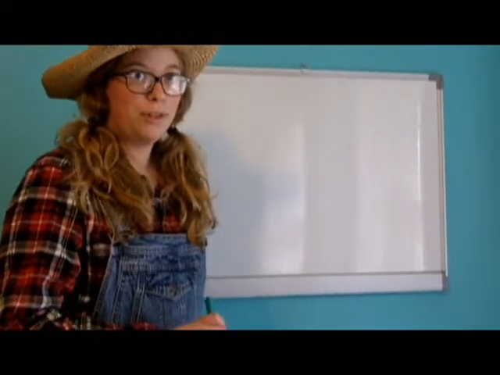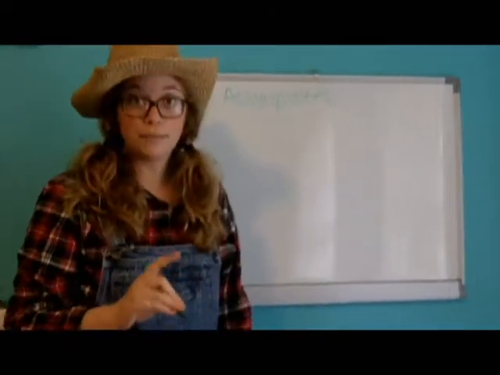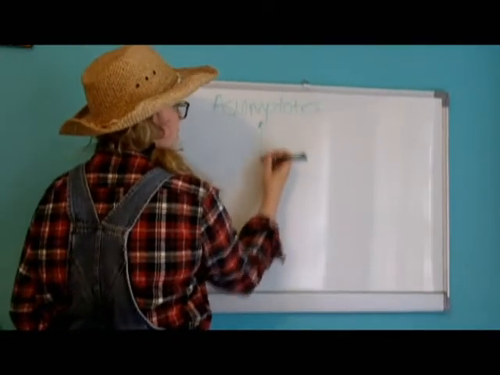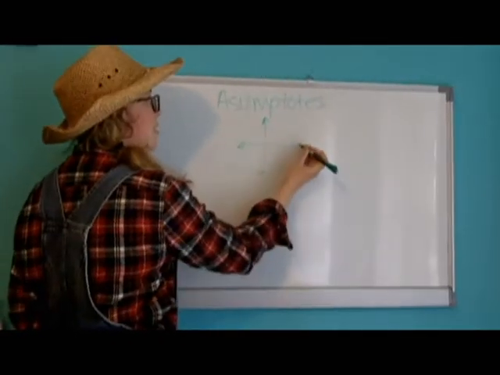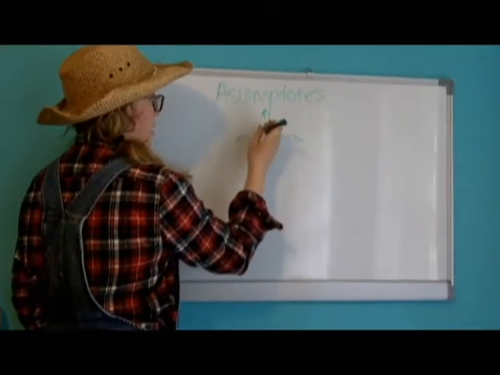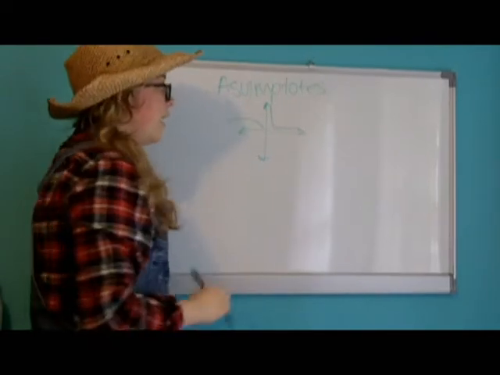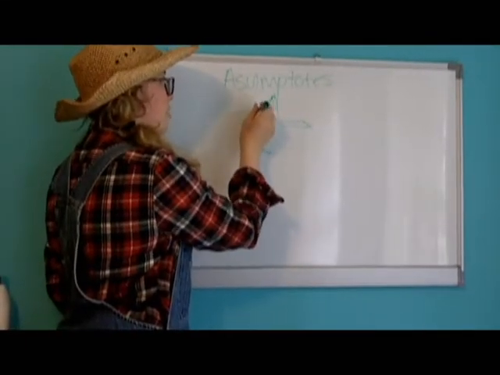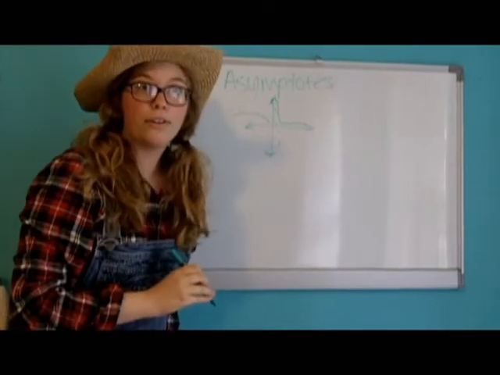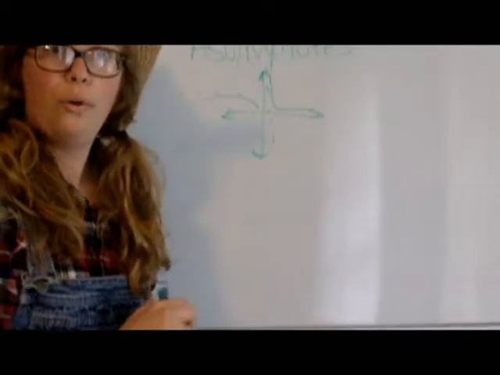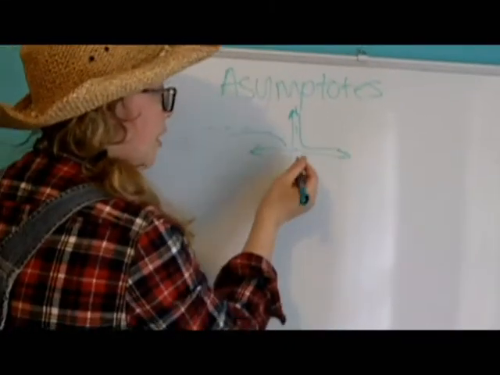What is an asymptote? An asymptote is a point that will never be crossed. So on a graph, the graph might go like this. It may go like this. Either way, it will never cross this line or this line, no matter how far the graph goes. So today, we're going to be working on how to figure out which asymptote and what the line is.